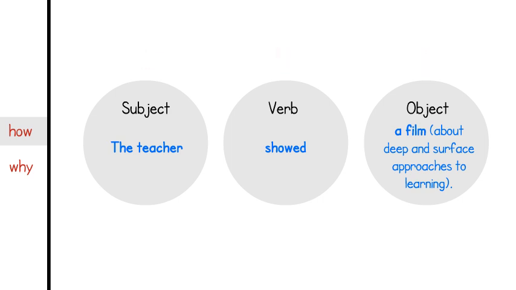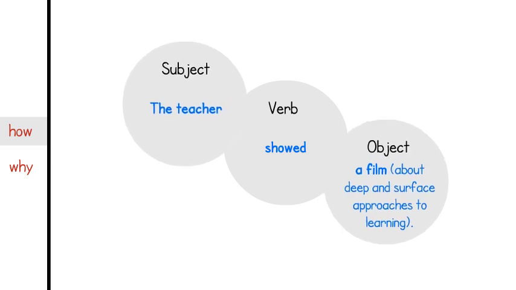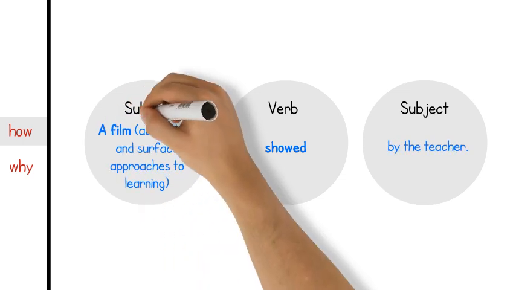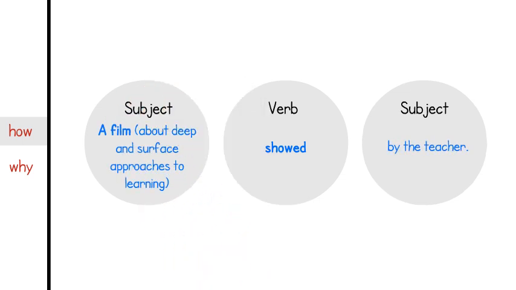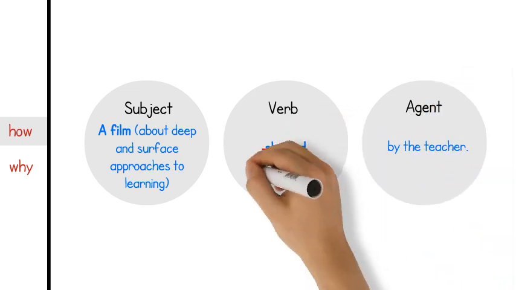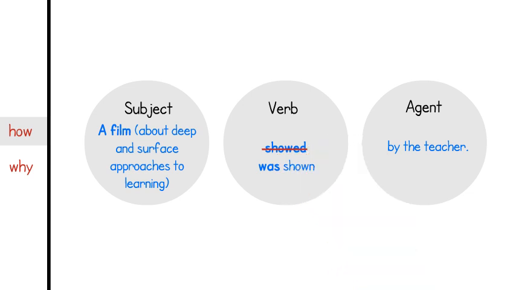The passive voice is formed by changing the order of the active sentence so that the object of the active sentence becomes the subject of the new sentence. Meanwhile, the subject of the active sentence becomes known as the agent, and the passive sentence would be: a film about deep and surface approaches to learning was shown by the teacher.